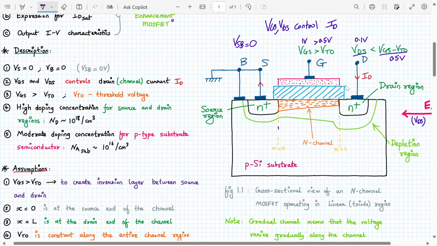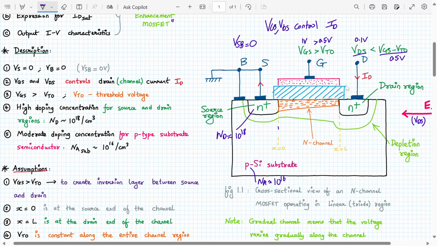We assume that VGS is greater than VTO, that is the threshold voltage. See the doping concentration inside this N plus. Do you see why we write P silicon here? Because your doping can be Na, which can be anywhere around 10^16. Here we write N plus, so N plus doping will be pretty high, around 10^18. Here Nd can be around 10^18.